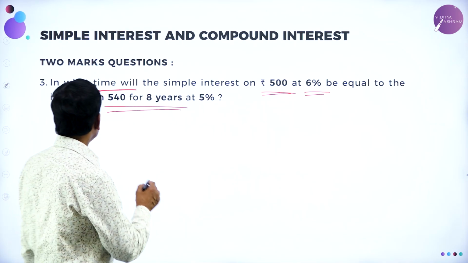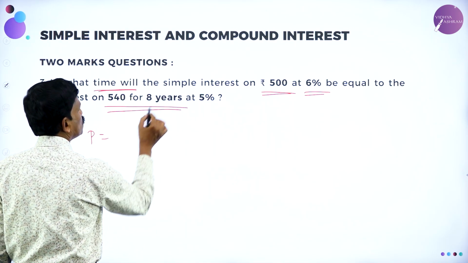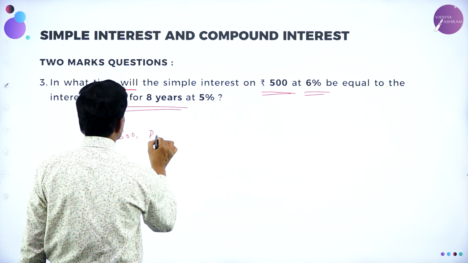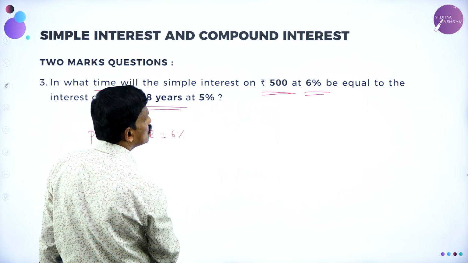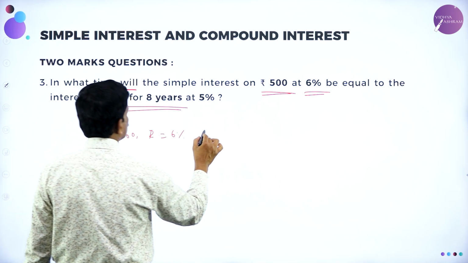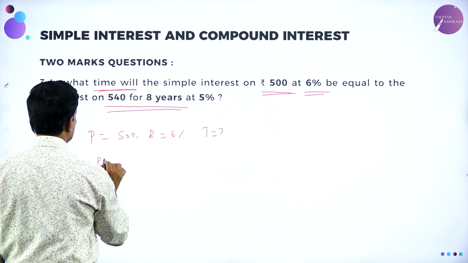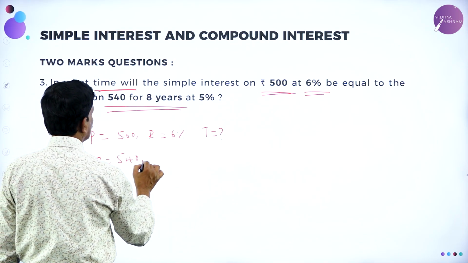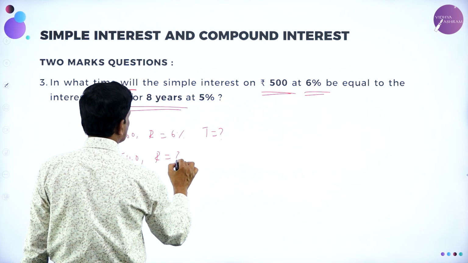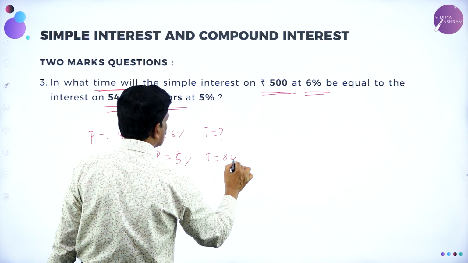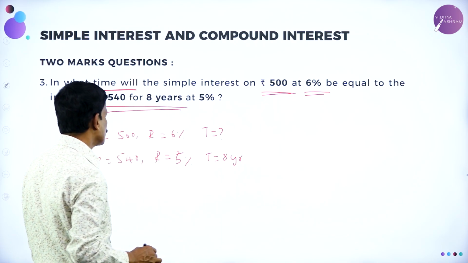Okay. In the first case, what is given? The principal. Principal is equal to 500 and rate of interest R is given, 6%, and time is to be determined, right? In the second case, what is given? Principal is 540, rate of interest is equal to 5% and the time is equal to 8 years. These are the conditions given, right?